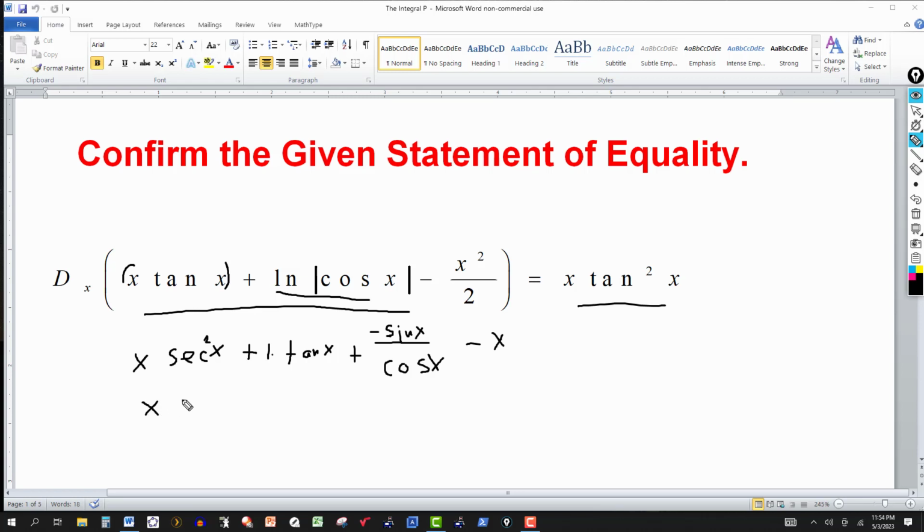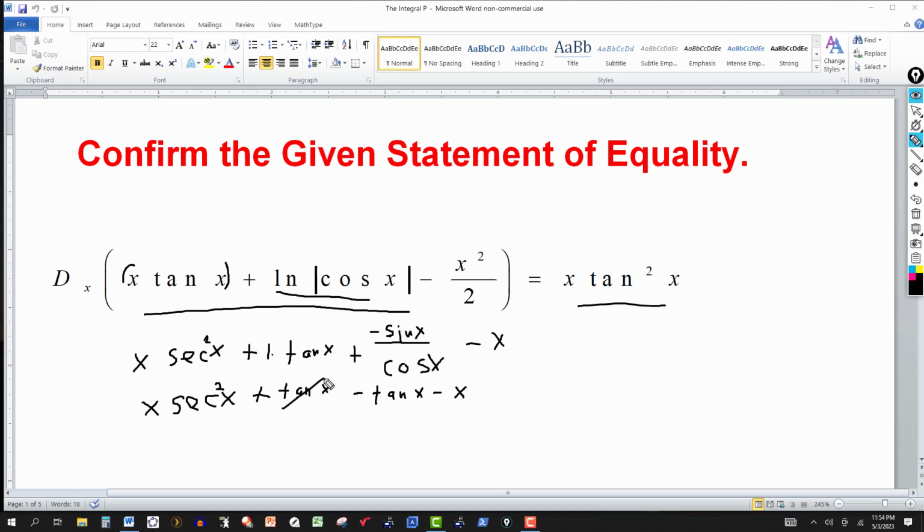So let me just rewrite this. So all we're doing is taking the derivative of the expression on the left. We want to show it gives us the expression on the right. Again, it's just an exercise in computing the derivative and a little bit of trigonometry. This is plus tangent of x. And then here we have sine x over cosine x. That's just tangent, so we'll just make this minus tangent of x minus x.